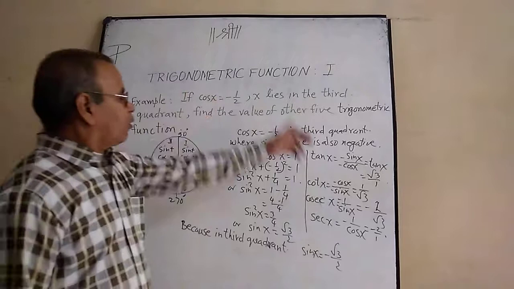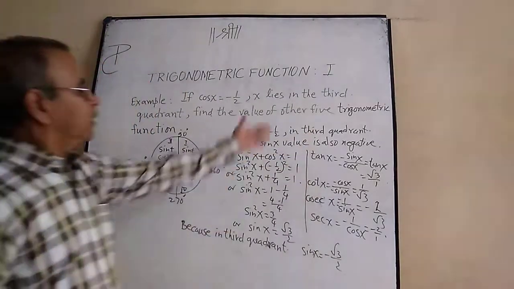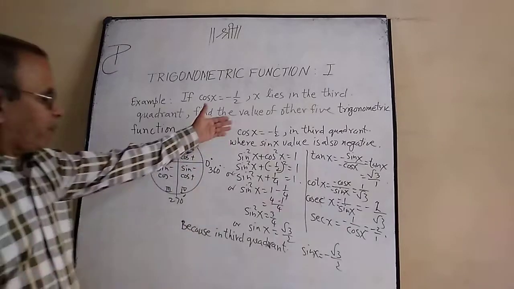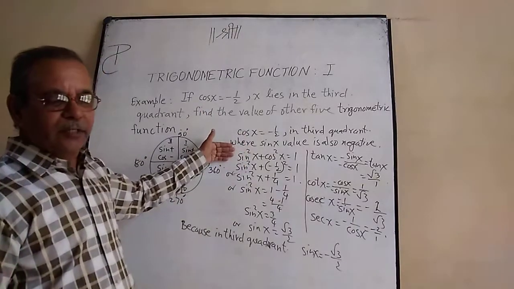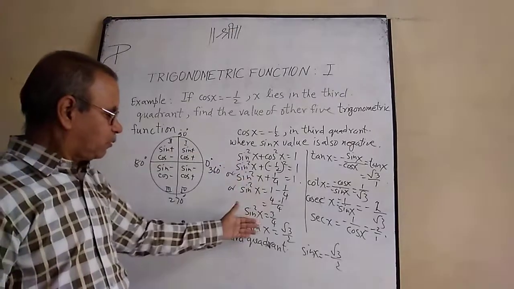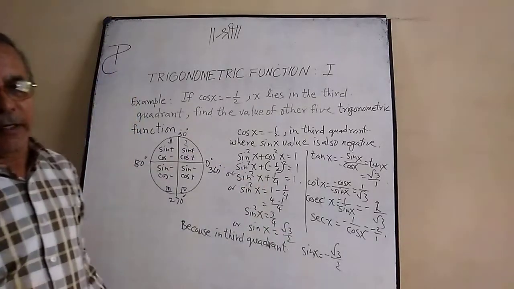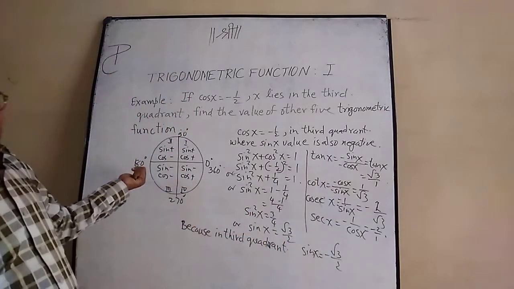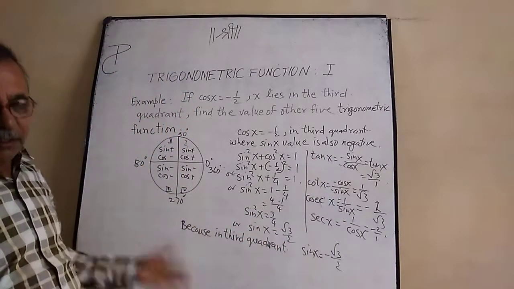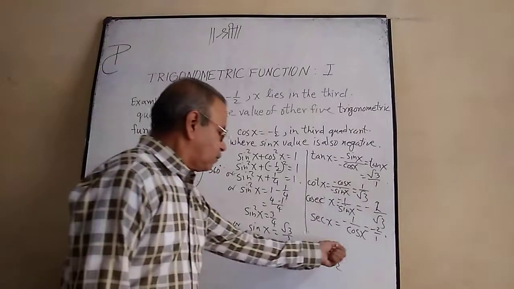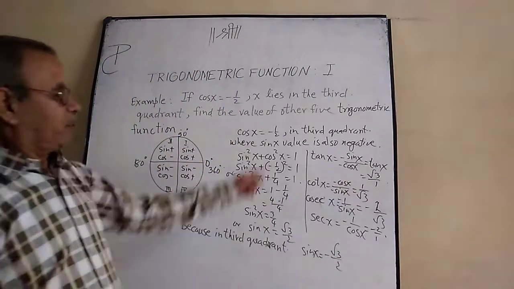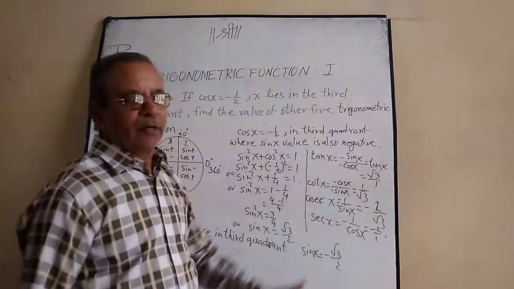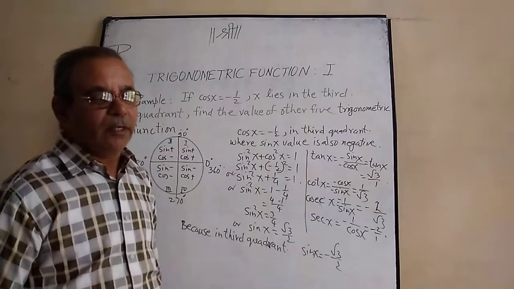Naturally, it is given that cos x is equal to minus 1 by 2. In the third quadrant, sine and cos both are negative. I use the identity sine square x plus cos square x is equal to 1, and I find the value root 3 by 2. Since x is in the third quadrant, sine x is equal to minus root 3 by 2. Similarly, tan x is equal to root 3 by 1 because sine and cos both are negative. You should remember this one.